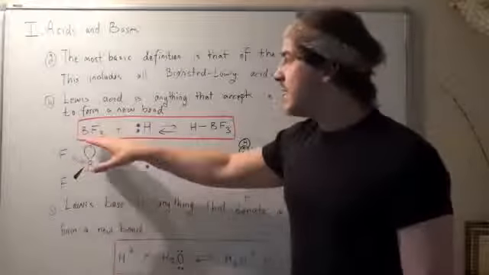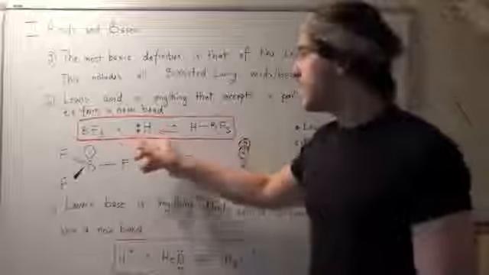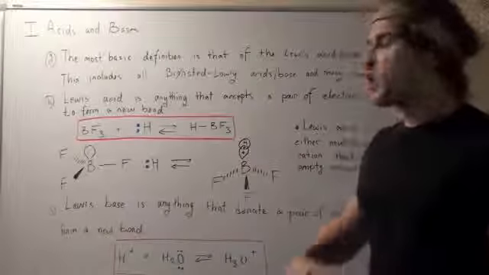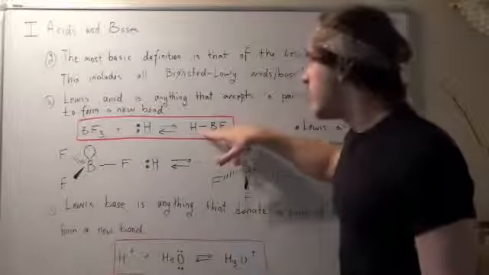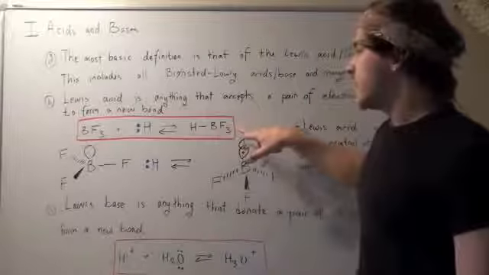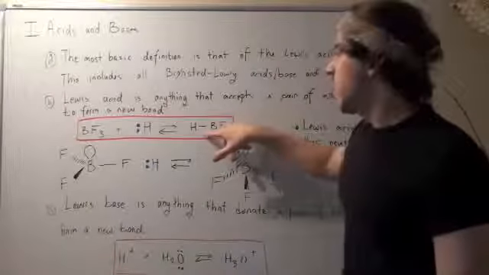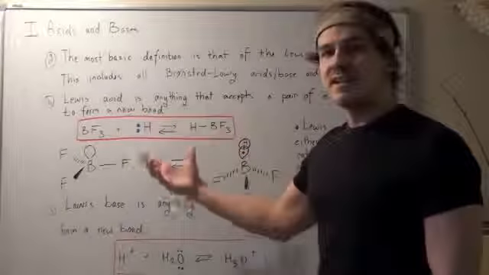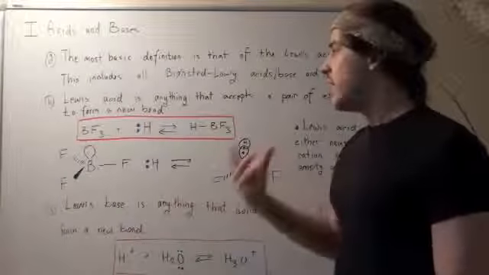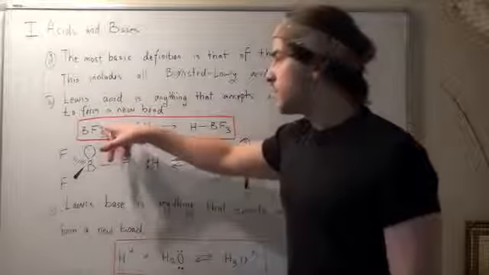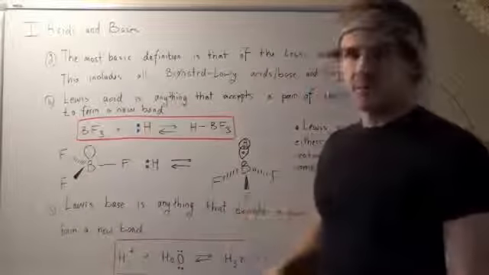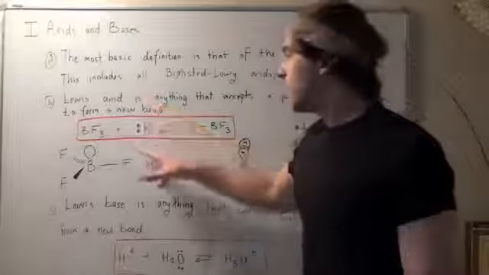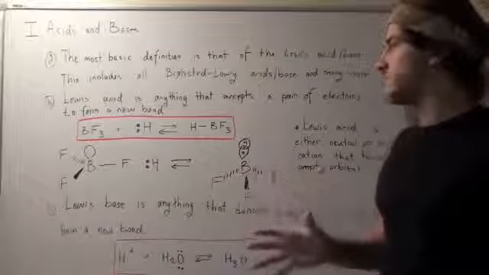So we have BF3 plus an H that has a lone pair of electrons forms a coordinate covalent bond, HBF3. And it's called coordinate covalent and not covalent because both electrons come from a single atom. Remember, in a covalent bond, one electron comes from here and one electron comes from here. But in this case, both electrons come from a single atom.